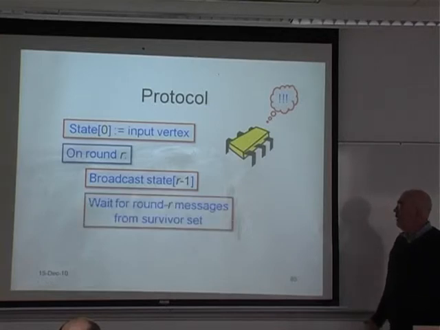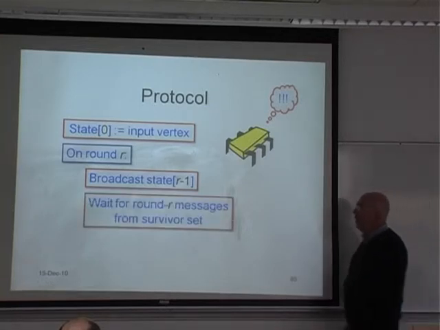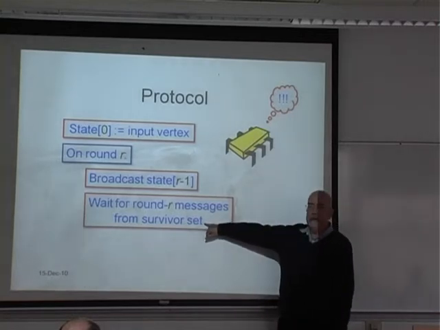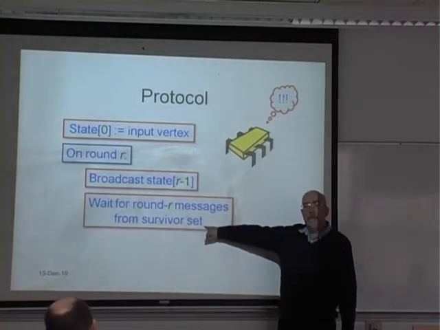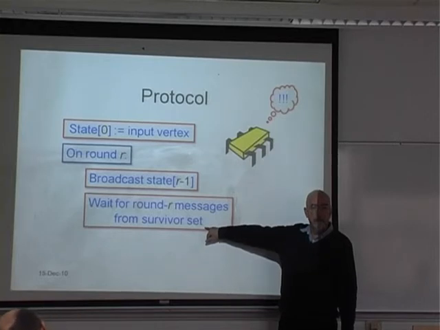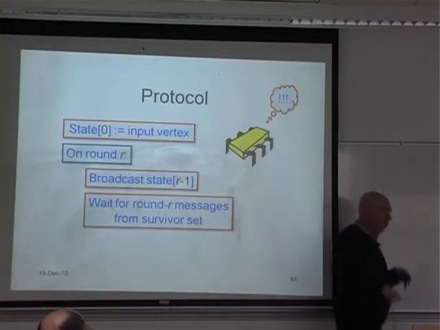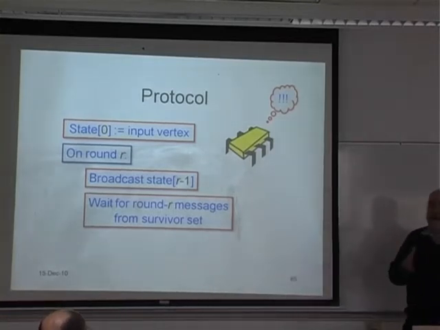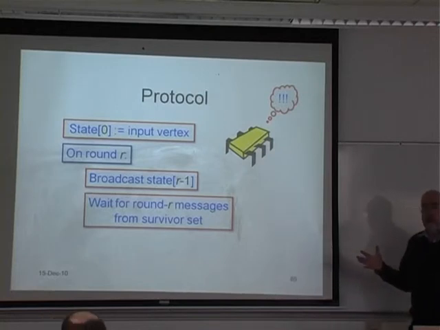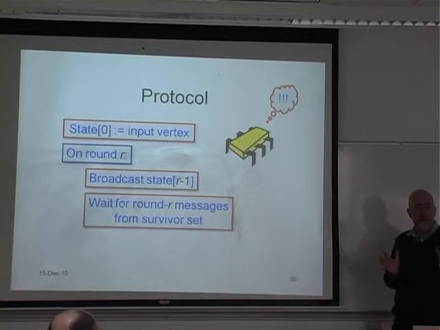Then you wait until you get the round R messages from a survivor set. Remember, a survivor set is any set of processes that might be the only living processes. So you can't wait for more than a survivor set because they might never show up. But it's always safe to wait until you hear from some survivor set. So, for wait-free computations, you can't wait for anyone because you might be the only survivor.